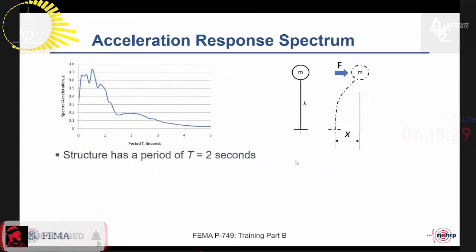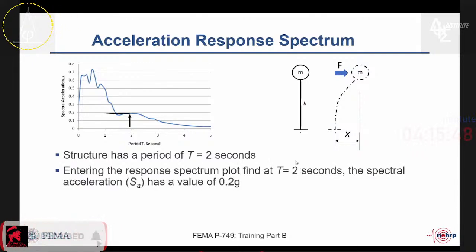If someone has done that work for you and developed a response spectrum, and you want to find out what the response of your structure will be to the ground motion represented by that spectrum, it is fairly easy. For my example that I'm using here, I have a structure with a period of 2 seconds. I simply enter that response spectrum plot at the period of 2 seconds, read across to the vertical axis, and find that this structure will have about 0.2 g of peak spectral acceleration response.